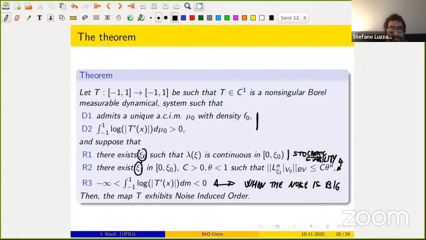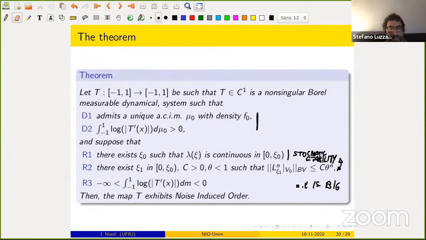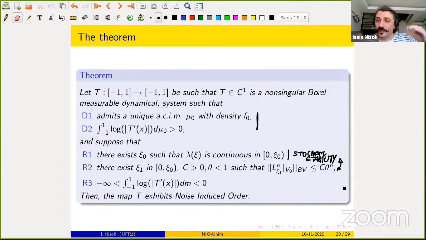But this theorem is satisfied, I think, for example, for the quadratic map. But the last one is not satisfied. So what I'm doing is exactly this: I took the quadratic one, and then I made it more contractive, okay? And making that more contractive, I get the hypothesis R3.